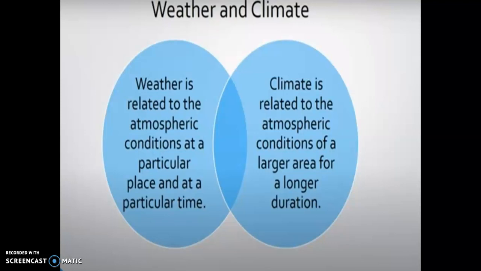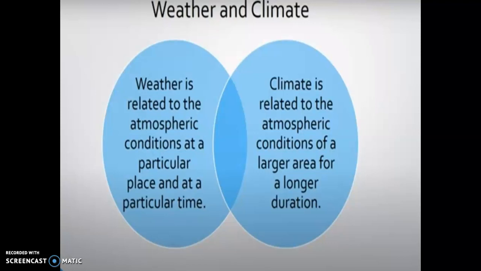Let's see what are these two definitions. Weather is related to the atmospheric condition at a particular place at a particular time. Okay, so it is particular time, particular place, atmospheric condition. For example, I said that today's weather is very good, or today's weather is very hot, or today's weather is very cold. So that is today, at a particular time, whereas climate is related to the atmospheric condition for a larger area for a longer duration.